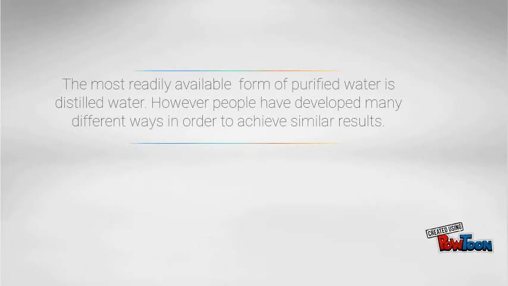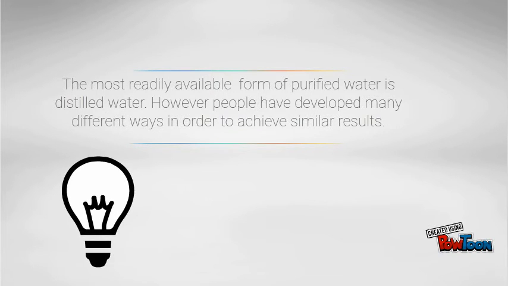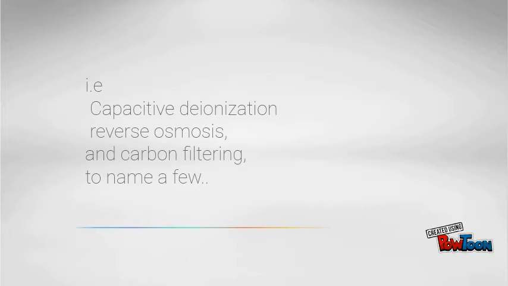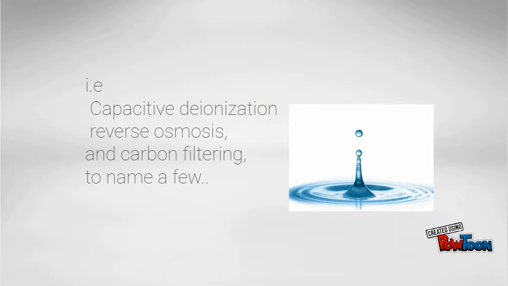The most readily available form of purified water is distilled water. However, people have developed many different ways in order to achieve similar results. Some examples include capacitive deionization, reverse osmosis, and carbon filtering.